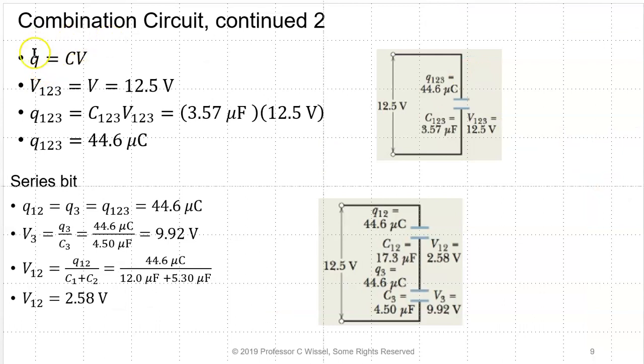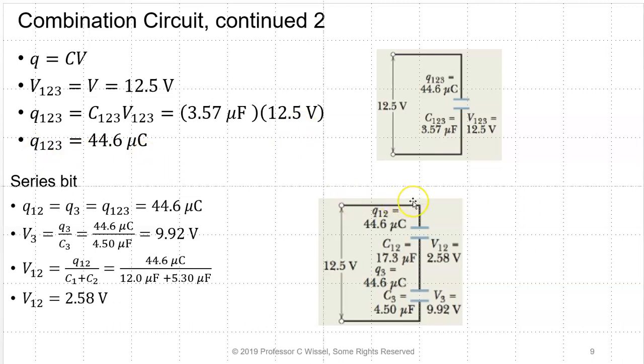Now we're going to say that Q equals CV. We're looking at this equivalent circuit, so it's Q equals CV. V123 is V, or 12.5 volts. That's what's coming out of the battery. Q123 is C123 times V123, so 3.57 microfarads times 12.5 volts. So Q123 is 44.6 microcoulombs.